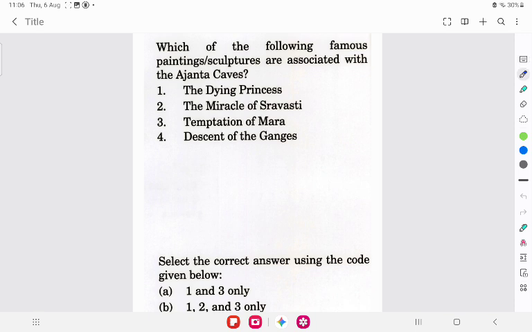The first question is, which of the following famous paintings or sculptures are associated with Ajanta caves? Okay. So they have given 4 options. We have to find which one is associated with Ajanta. The Dying Princess, The Miracle of Saraswati, Temptation of Mara, Descent of Ganges. In this 4, 1, 2 and 3 belong to Ajanta caves, whereas the fourth one belongs to Mamallapuram.